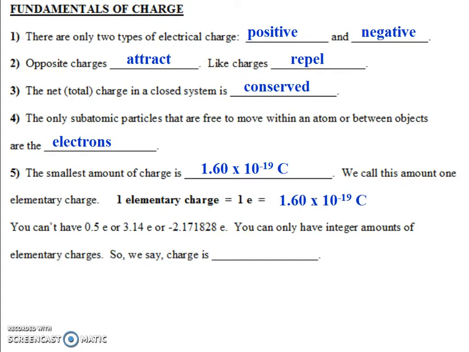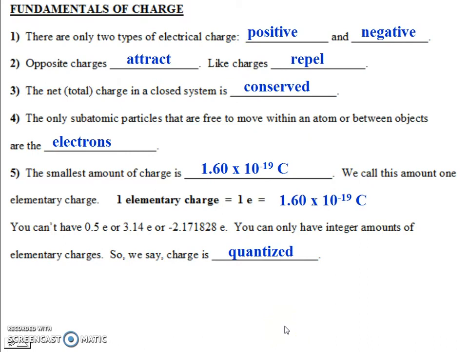So now we can refer to charges in terms of how many e they are. But we go on to say that we can't have half an e or 3.14 e or negative 2.17128 e. In other words, you can't have fractional amounts. The universe won't allow it. You can only have integer amounts of elementary charges. So we say charge is quantized. That's a really good word to know. That it comes in chunks, in lumps of this amount, all integer multiples of that.